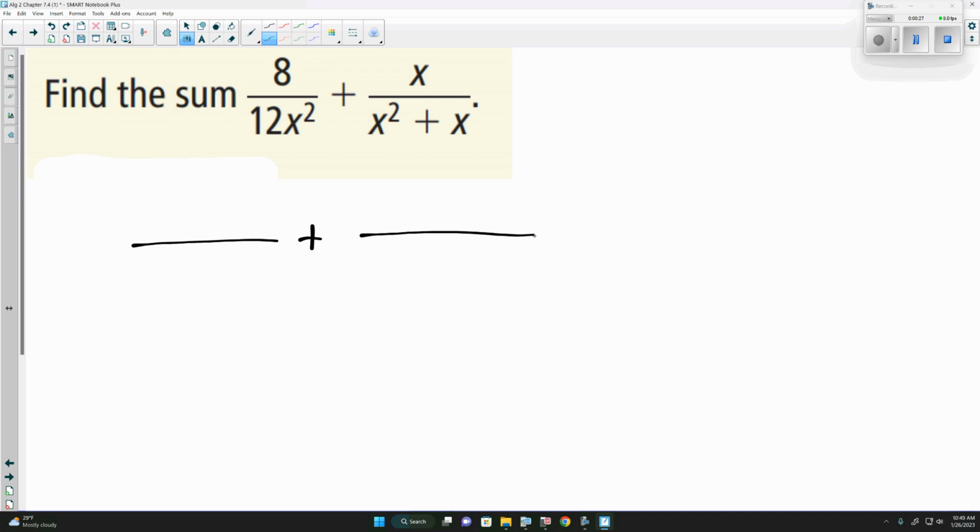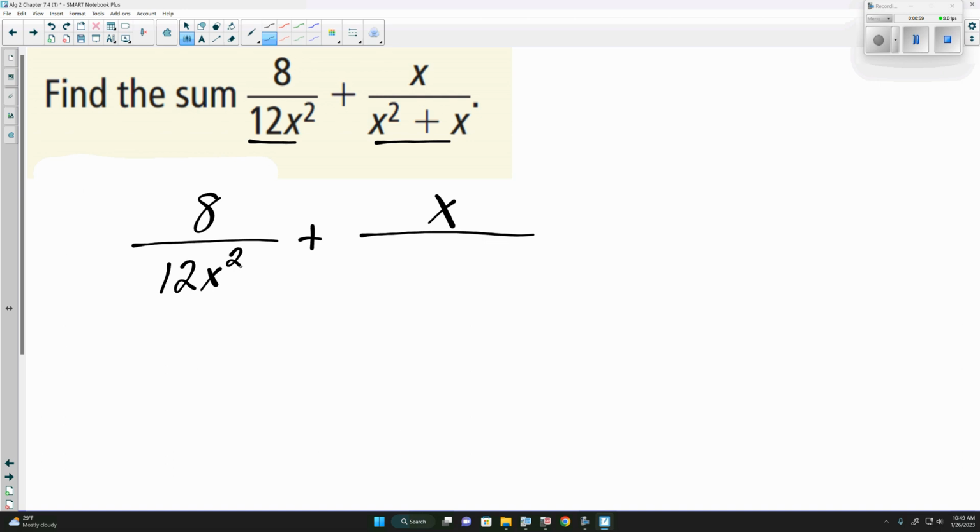Now, for us to be able to add or subtract two rational expressions, we need the denominators to be the same. So the first thing we need to do is factor both denominators down as far as they will possibly go. The numerators at this point are going to stay the same. So we'll have 8 on top of the first one, x on top of the second one. Now 12x squared is as simplified as it gets. We can't reduce it any further than 12x squared. It doesn't factor any farther than that.